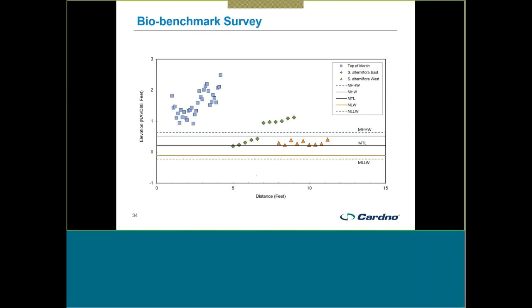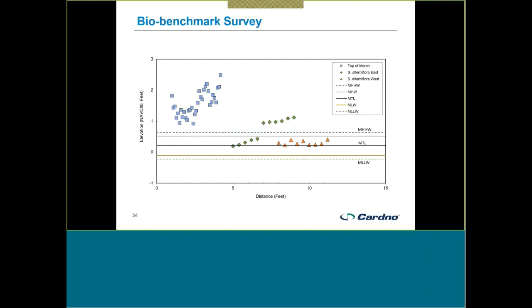The other thing that we did was what's called a biobenchmark survey. We were fortunate enough to have some folks from DNREC who took an RTK system out there and surveyed for us. We shot the elevations of different plant communities, and that's a really good surrogate for tidal datums. It also tells you more directly what elevations you should plant your plants at, because you know that plants are successfully growing on your site at those elevations.